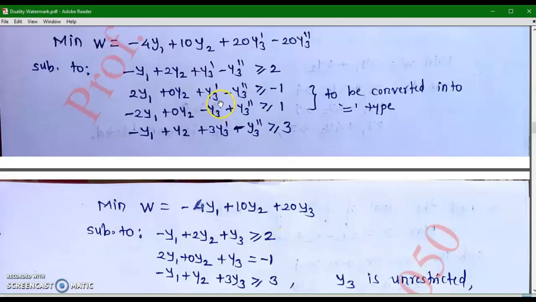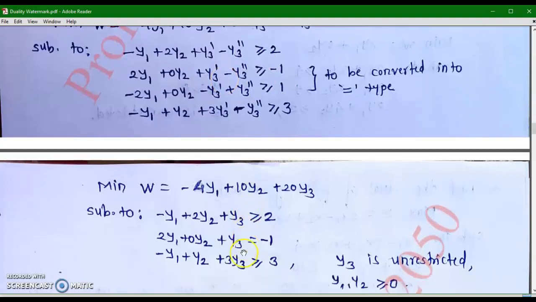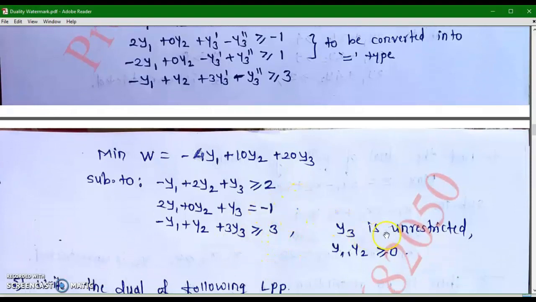Okay, so I repeat, take this as a greater than or equal to b, and if we multiply the third constraint by minus sign, we get the same a less than or equal to b. So both imply that a is equal to b, and that's why we have the second constraint of equality type, and the third constraint as it is, with minus y1 plus y2 plus 3y3 greater than or equal to 3. And here we have y3 as unrestricted, whereas y1 and y2 are greater than or equal to 0.